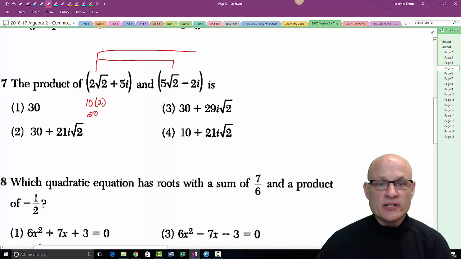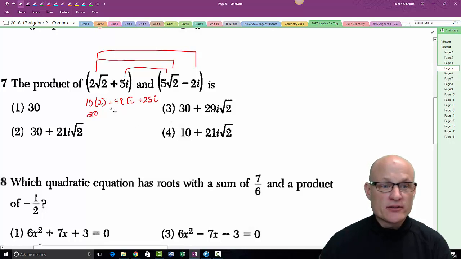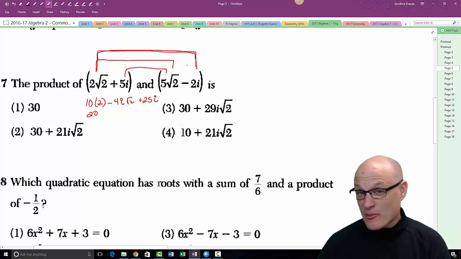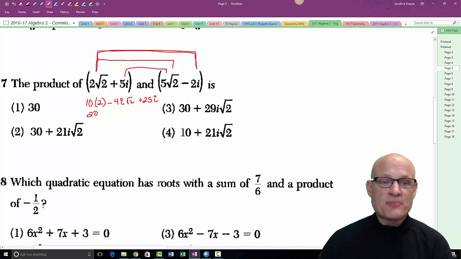And then this is going to be 4i square roots of 2. And then this is going to be 25i. This is minus. There's where I almost made a mistake. This is actually a minus 4. Because notice it's positive 2 times negative 2. I almost made that dumb mistake. That's negative. So this is positive. I was just checking the signs out. This is positive 25i square roots of 2.